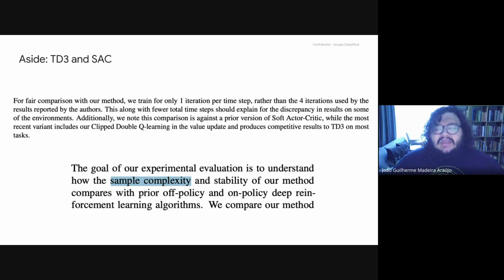So you can't just take an algorithm with the hyperparameters for a specific data regime, for a specific number of interactions, and just plop it in a different data regime and think, okay, this is a valid comparison. And this final part will be relevant for the next paper we talk about. Additionally, we note this comparison is against a prior version of Soft Actor Critic, while the most recent variant includes our clipped double Q learning in the value update and produces comparative results to TD3 on both tasks.